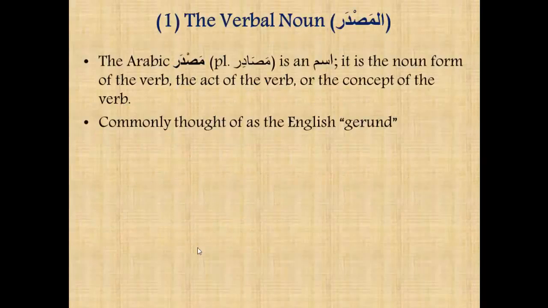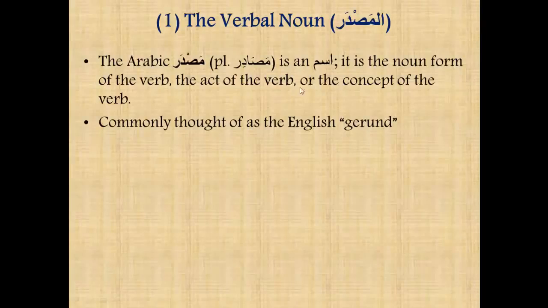Topic number 1, the verbal noun, the masdar. The Arabic masdar, plural masadir, is an ism. Okay, it's an ism, it is a noun. It is the noun form of the verb or the act of the verb, the action of the verb, or the concept of the verb. So these are 3 different ways to think about the masdar: the noun form of the verb, the act of the verb, or the concept of the verb.